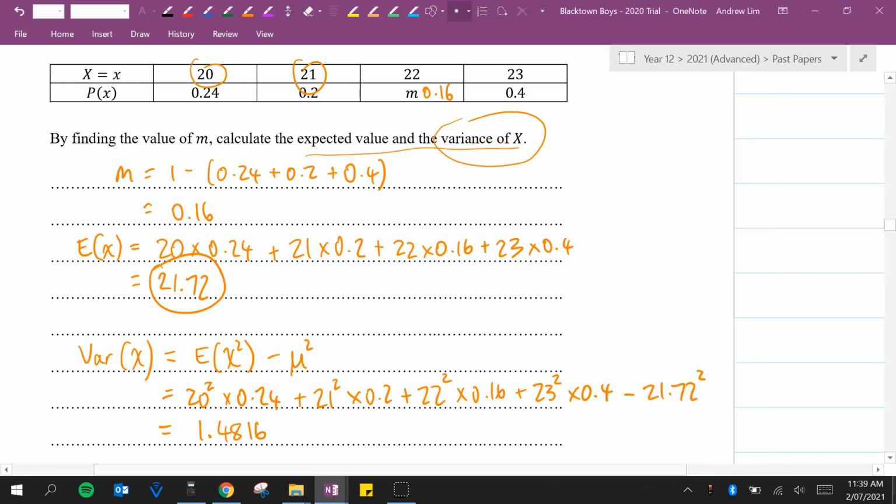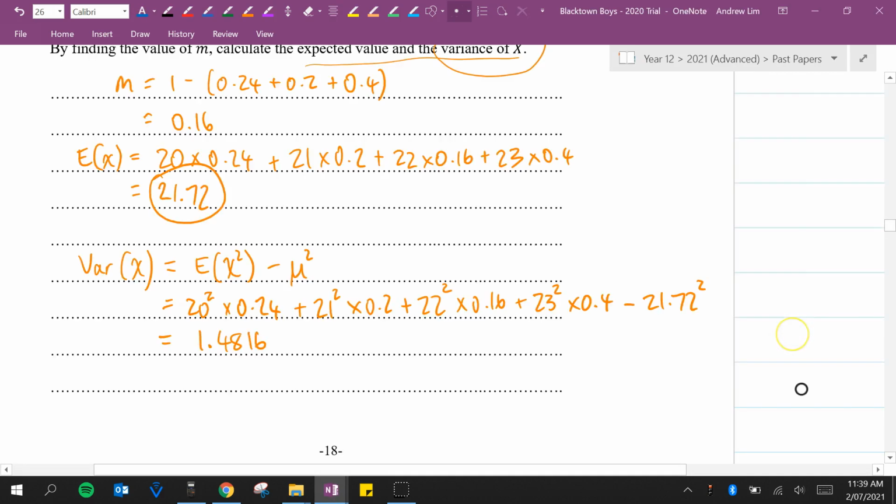Okay, if the question asks you to find standard deviation, you can just use your calculator like we just did, or you can just square root the variance.